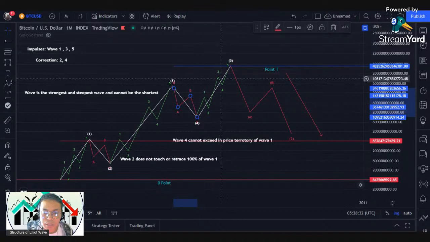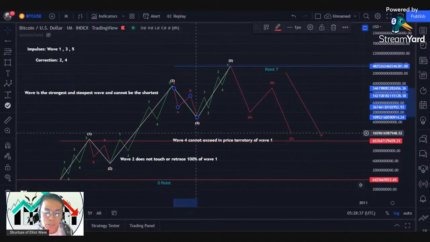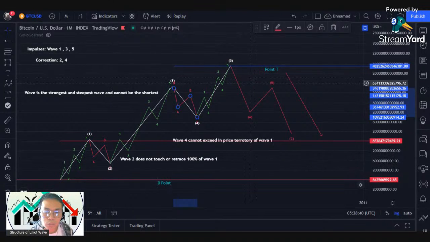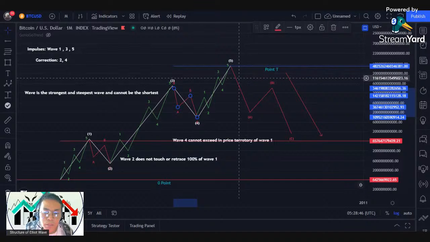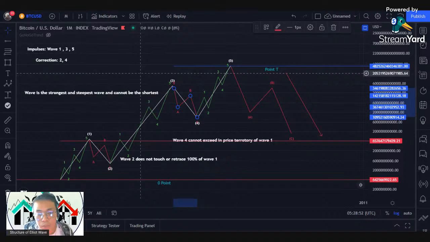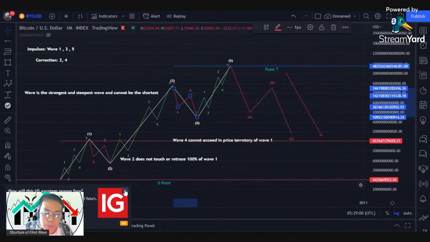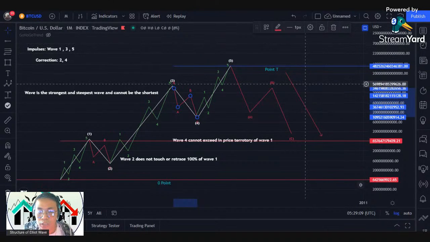Next, there are a lot of corrections, which you can see against the trend, which are wave 2 and wave 4. Wave 1, 3, and 5 are what we call impulses. Wave 2 and 4 are what we call corrections. Did you follow? Wave three is the strongest and steepest wave and cannot be the shortest of the three waves. Wave four cannot exceed the price territory of wave one. It can be touched, but it cannot be exceeded. Sorry, wave two does not touch or retrace 100% of wave one. So these are the rules. You can screenshot this or save this for future reference in the market.